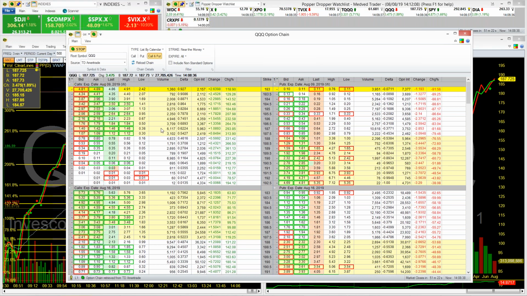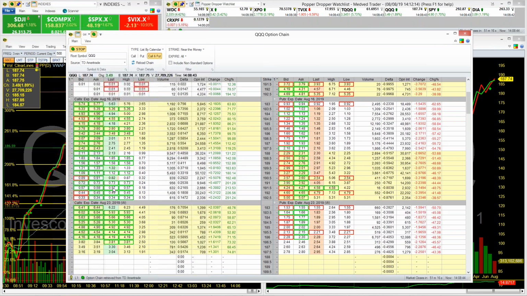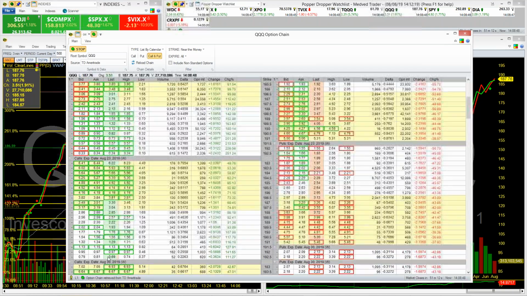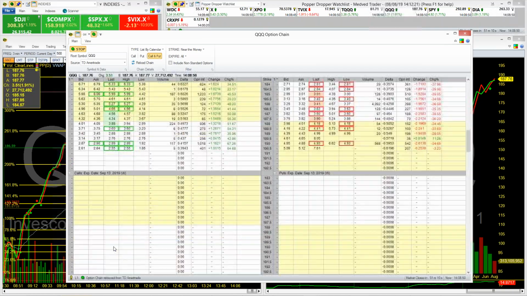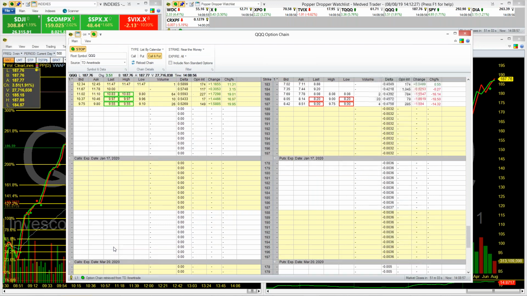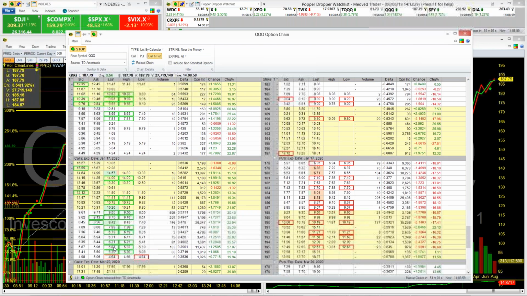You'll see a date right here: August 9th, August 16th, August 23rd, August 30th. So they go out in time. You can buy way out in time too. You can buy options that are good for months or even years. Further out years are called LEAPS.